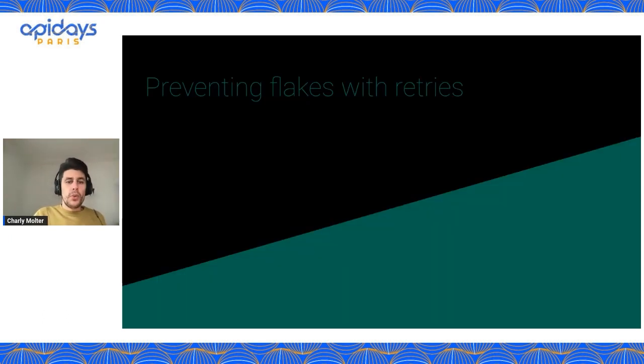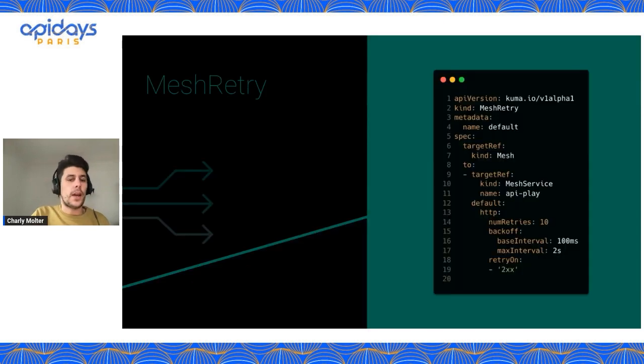So then, when we look at actual policies, the first thing we're going to do is prevent flakiness with retries, right? So how do we do that? We're going to use the mesh retry. We take a top-level target ref, which says, I want all my mesh to be impacted by this. And then we're going to do a to target ref, and we're only going to say, if you are actually trying to talk to API play, and only that service, just a reminder, API play is the service we just wrote earlier, we're going to have a retry of 10 times with a base interval of 100 milliseconds and a max interval of 2 seconds.